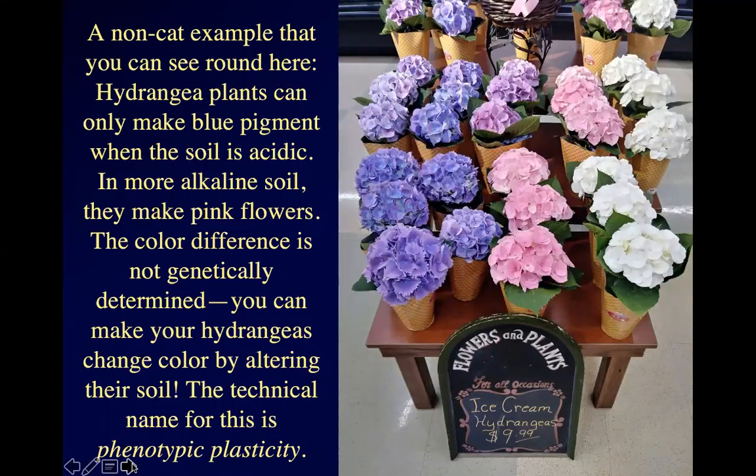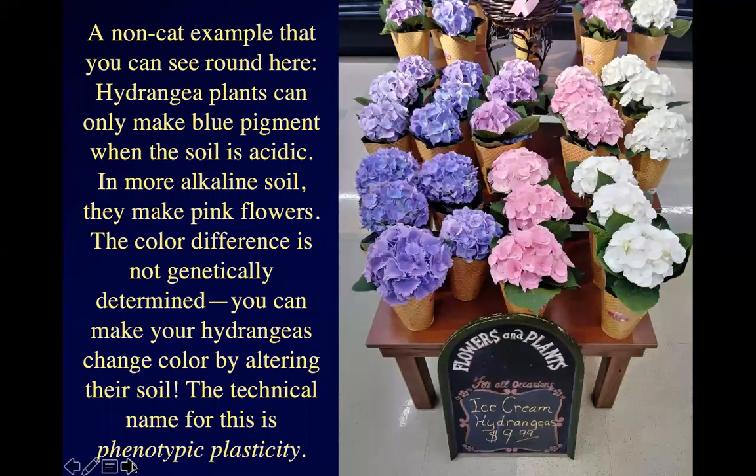And hydrangea plants can only make blue pigment when the soil is a little bit acid. Not super acid, you know, not like lemon juice or anything like that, but only when the soil is a little bit acidic does that free up the minerals that hydrangeas need to absorb in order to make blue pigment. If you grow your hydrangeas in more alkaline soil, less acid, they will make pink flowers. And the color difference is not genetically determined. You can make your hydrangeas change color if you alter the soil.